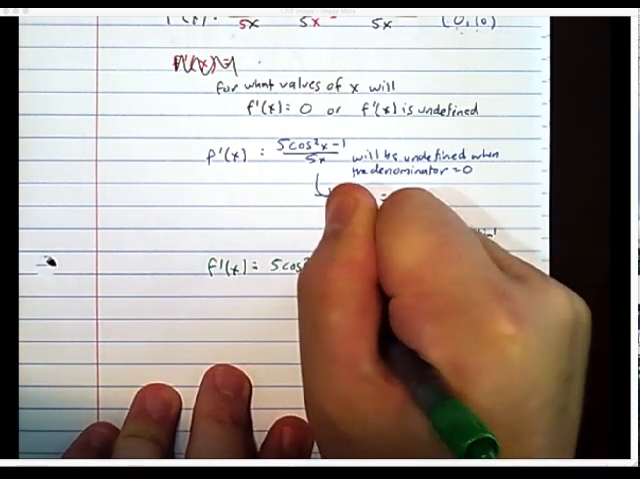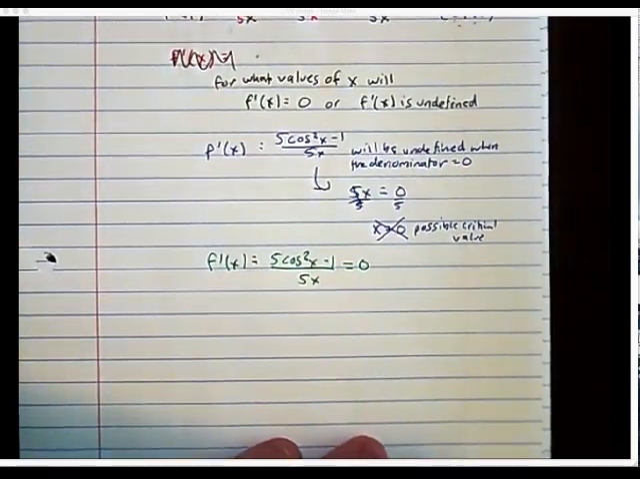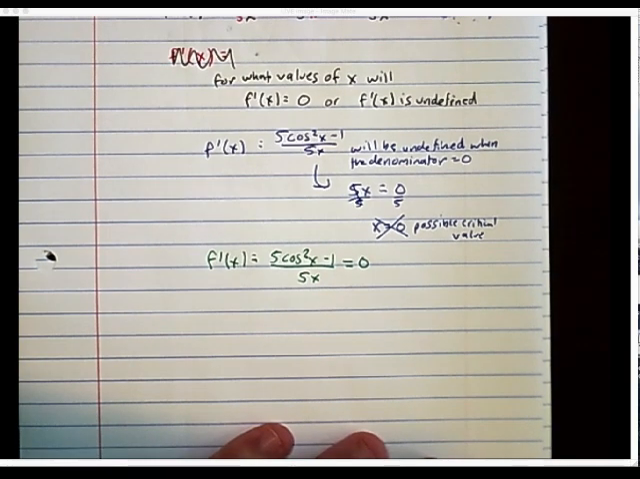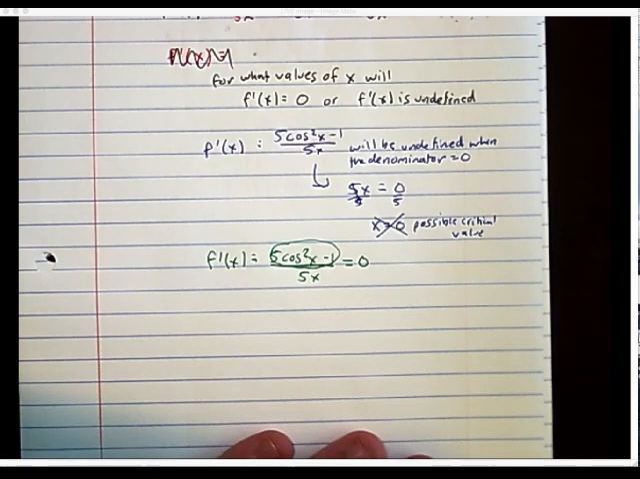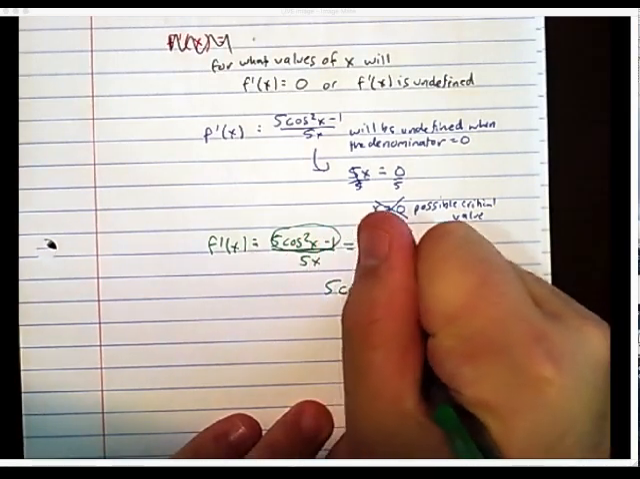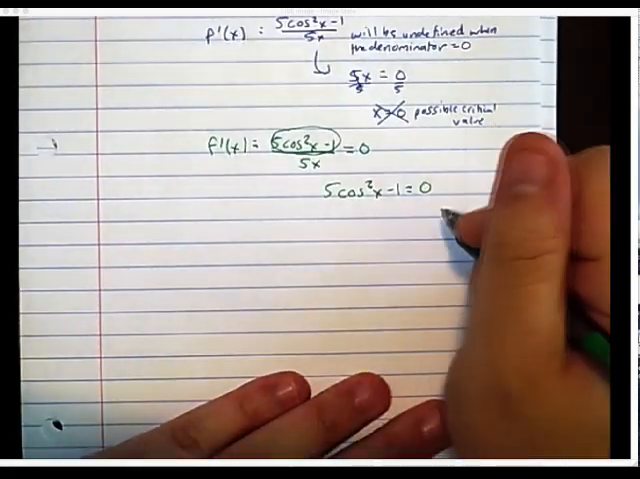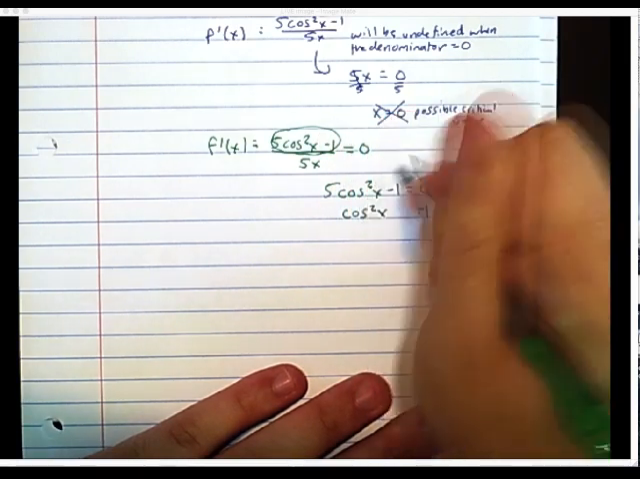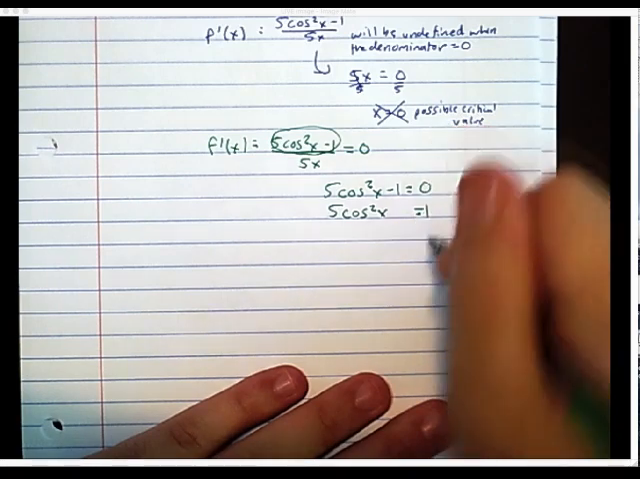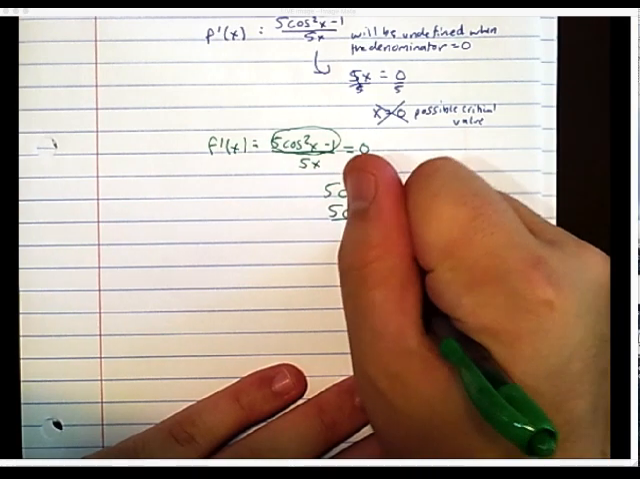Let me rewrite it again. When is this going to equal 0? Well, this would equal 0 if the entire numerator equals 0. Because if the entire numerator equals 0, then it would be 0 over something else. So 5 cosine squared of x minus 1 equals 0. Let's solve for x now. Add 1 to both sides. So if I add 1 to both sides, I get 5 cosine squared of x equals 1. Then divide both sides by 5.